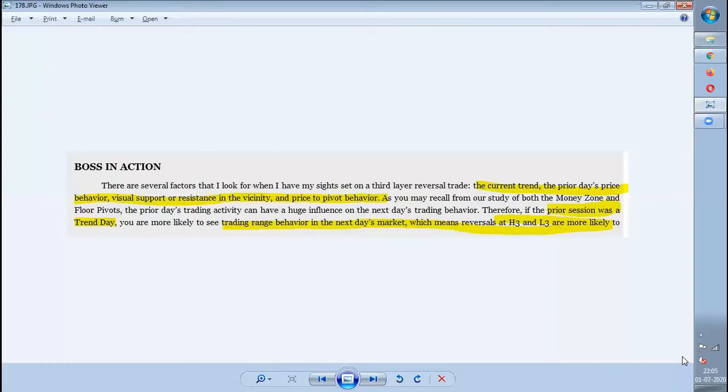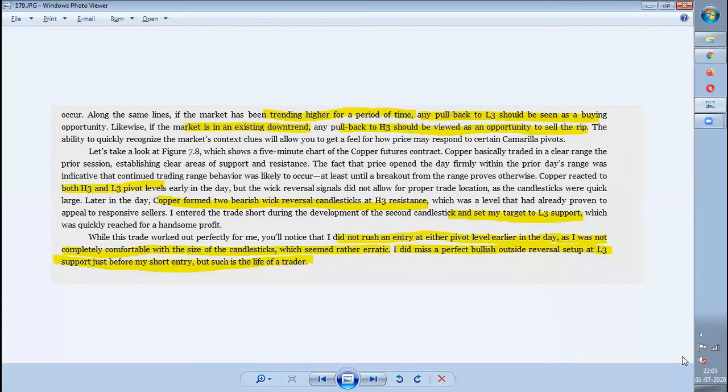So whenever he takes a trade based on H3 and L3 reversal, he will check how the market trend is, whether it is an uptrend or a downtrend. If the market is in an uptrend, in the case of CPR, forget about Camarilla for now, any pullback to CPR, we will be buying for the targets of R1 and R2. Clear. And in the same way, if the market is in a downtrend, any pullback towards CPR, we will be going for the sell opportunity for S1, S2.